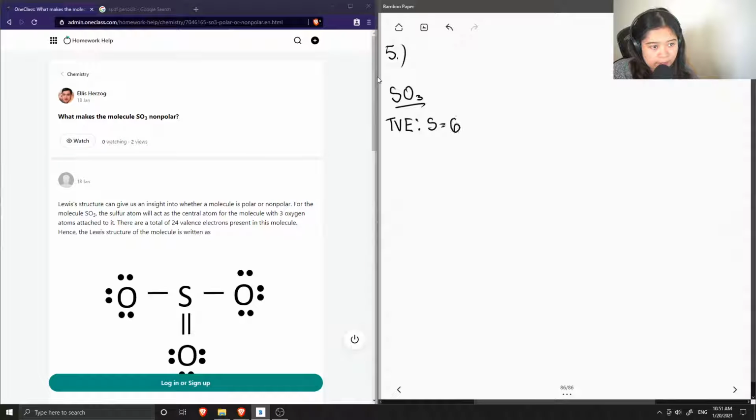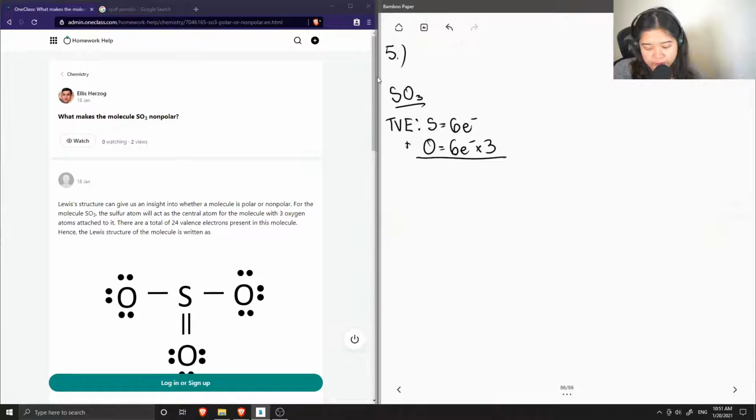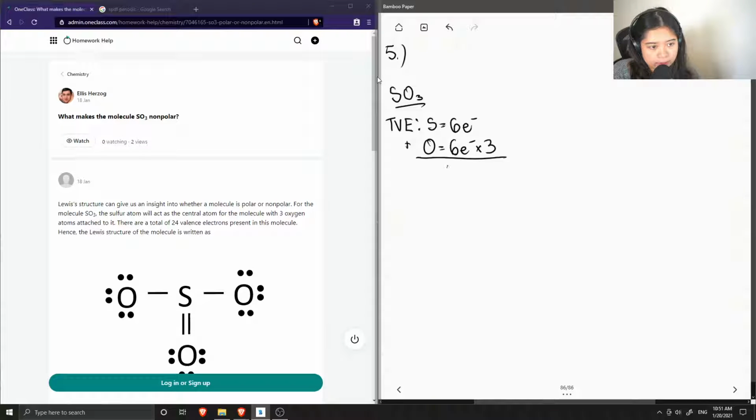Sulfur has 6 valence electrons, and oxygen also contains 6, and there are 3 oxygen atoms, so we multiply this by 3, which gives us a total of 24 valence electrons. So now we can draw sulfur as our central atom, and then draw 3 oxygen atoms symmetrically around it.